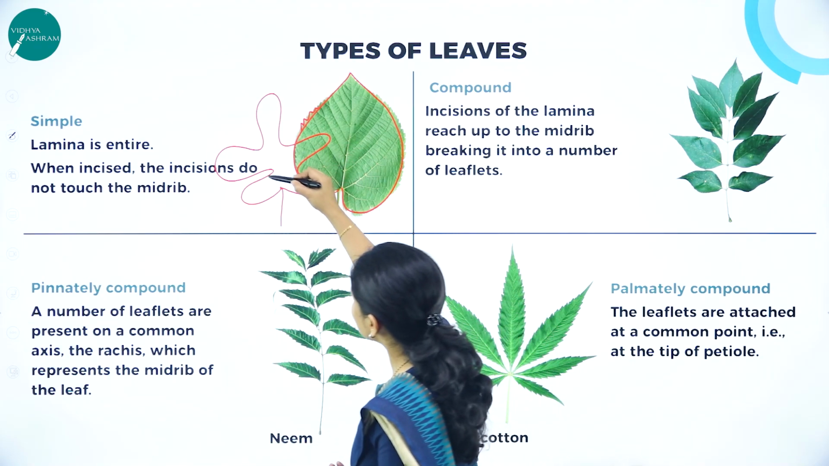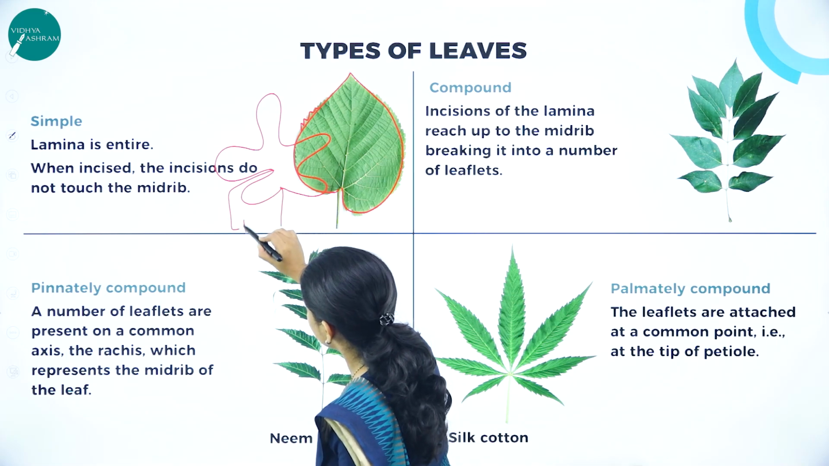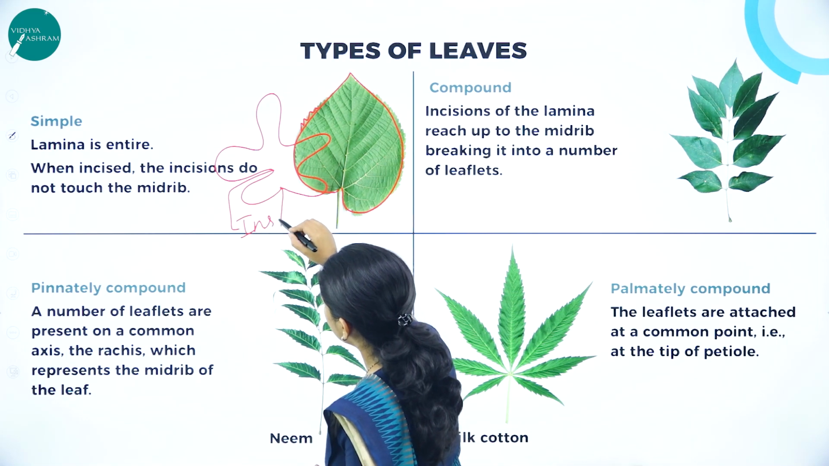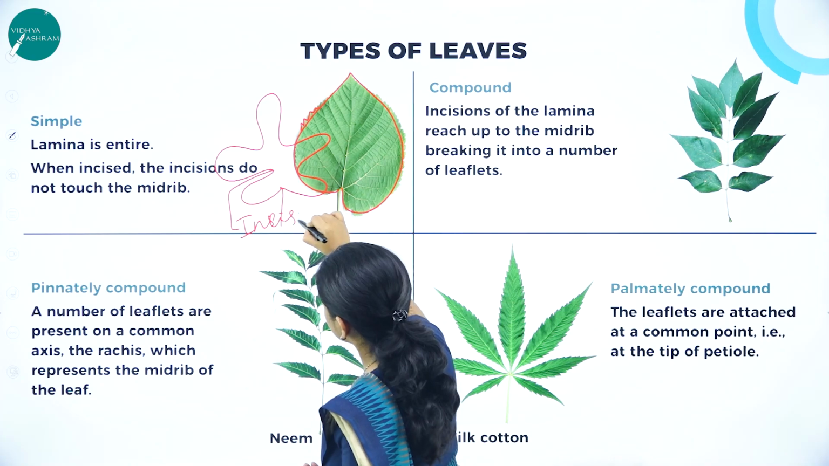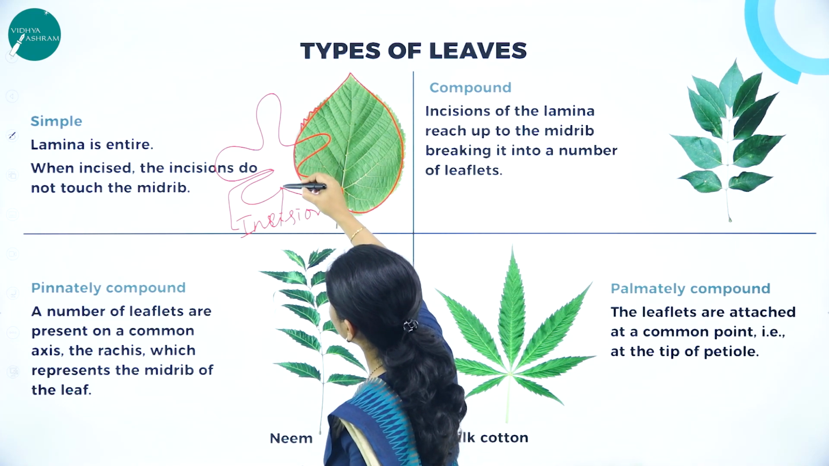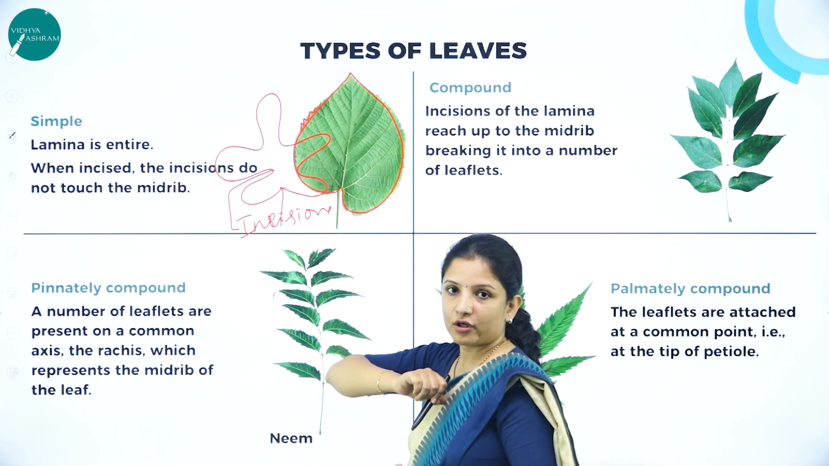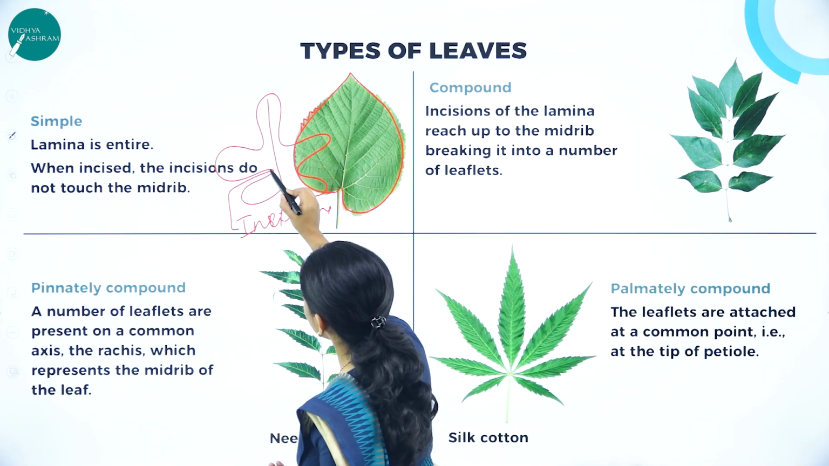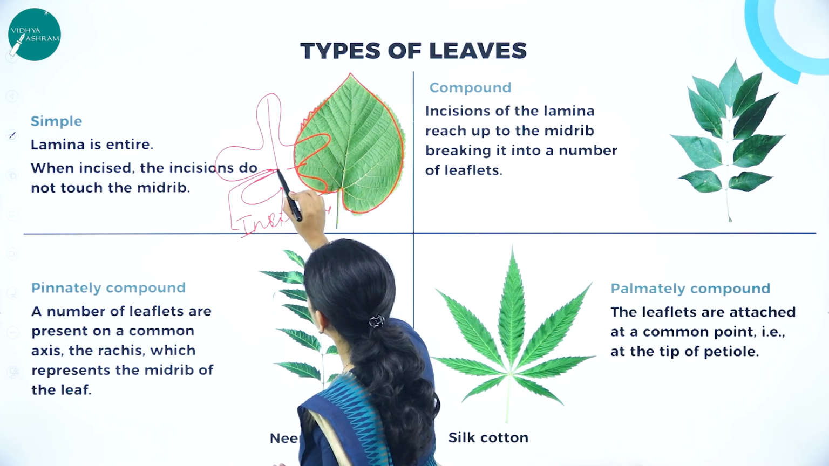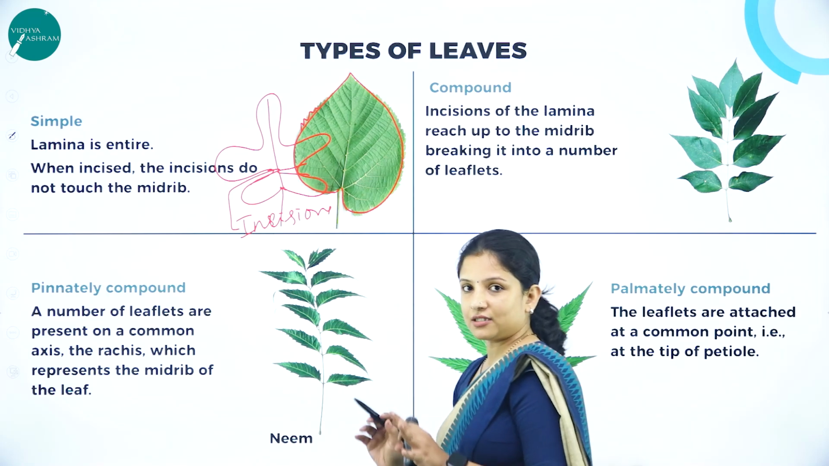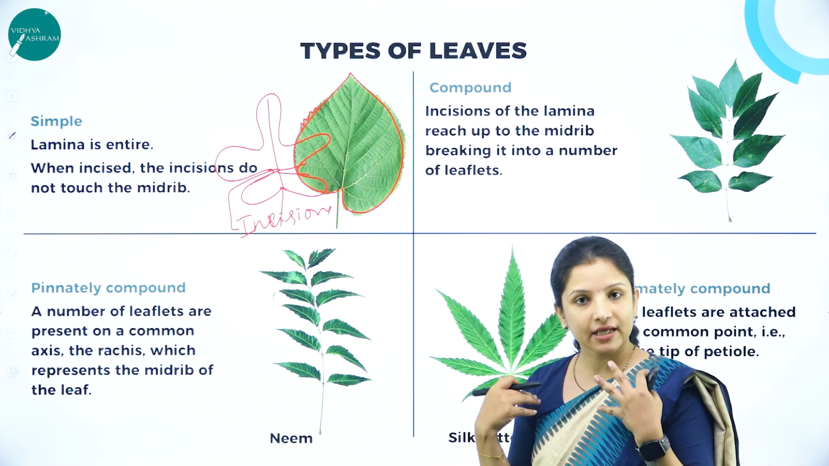Why? Because these are called incisions, the grooves that you can see. These incisions will not touch the midrib. If they had touched the midrib like this, they would form a leaflet. So that is the difference. Therefore, some leaves can have incisions.